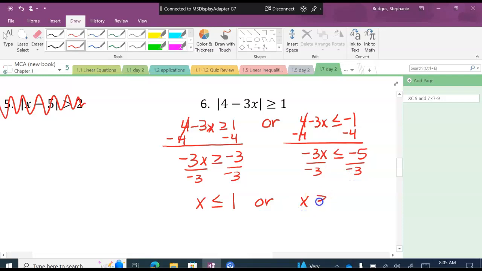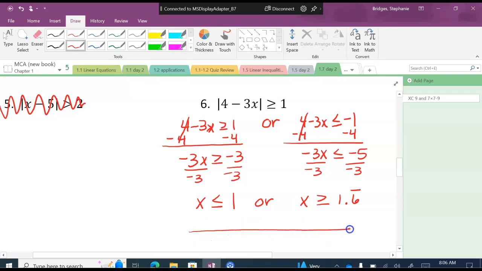I have to flip the inequality, so that one becomes greater than. And if I have a negative 5 divided by a negative 3, it does not go in evenly. So you can either leave it as a fraction, or if it helps you to decide where the numbers go, you can change it to a decimal. And that would be what, a positive 1.6 repeating? Again, you can also just leave it as 5/3.